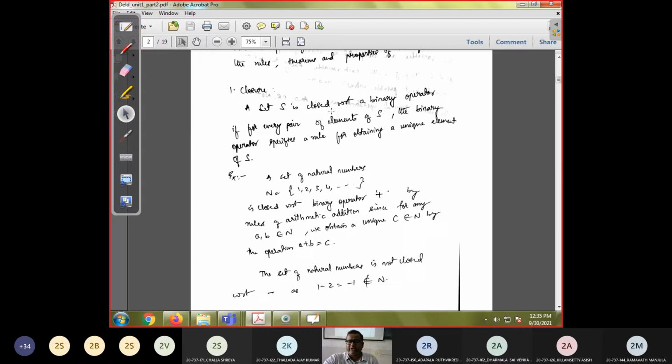A set S is said to be closed with respect to a binary operator if for every pair of elements of S, the binary operator specifies a rule for obtaining a unique element of S.